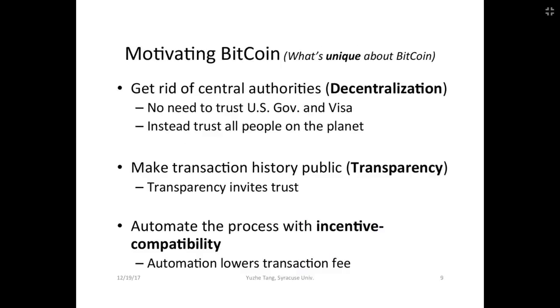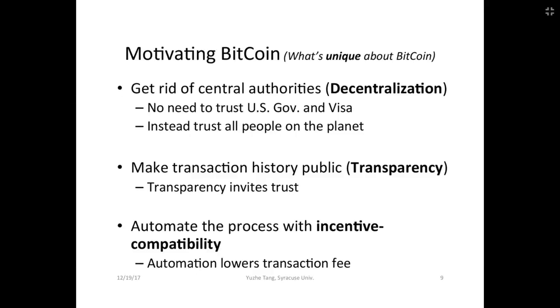So this sort of drawback of conventional currency motivates Bitcoin and other cryptocurrencies. One of the design features is to get rid of the central authorities. And this is what we call decentralization. In this case, the money holder of Bitcoin does not need to trust the US government, Visa, or any other single centrally trusted authority. Instead, they trust all people on the planet who participate in building this global network of Bitcoin, which I will talk about later.